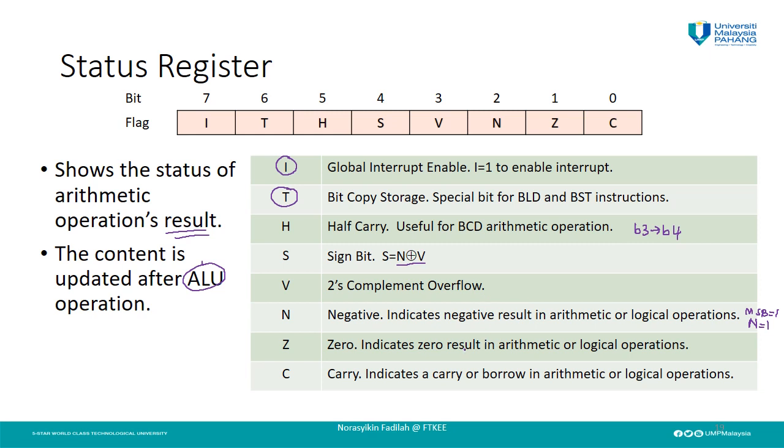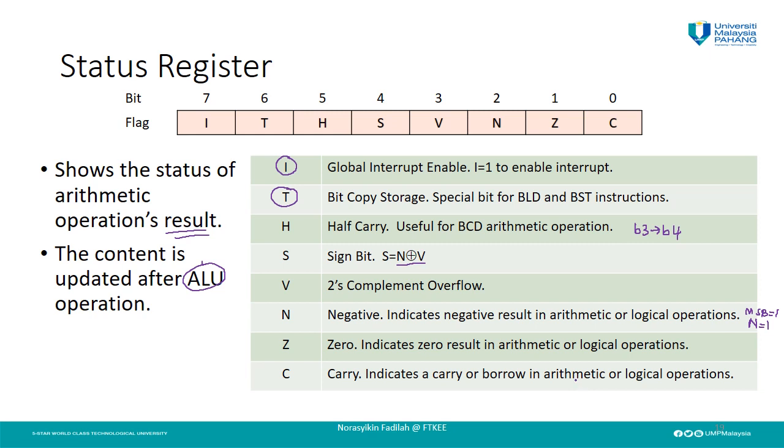And then we have the zero flag, which indicates a zero result in arithmetic or logical operations. And then we have the carry flag, which indicates a carry or borrow in arithmetic or logical operations. So it means that whenever there is a carry or borrow at the most significant bit, the carry flag will become 1.